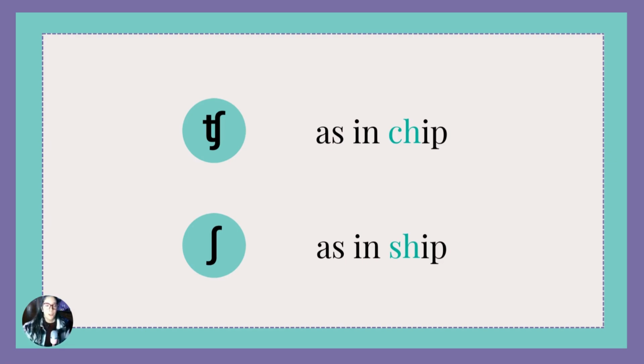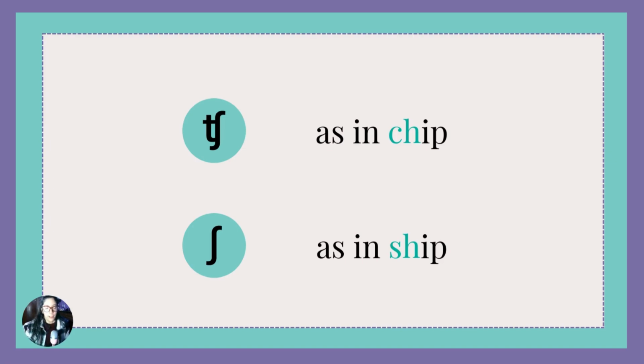So now we're going to talk about two confusing consonant sounds. The first one is the sound ch, as in chip. And the second one is sh, as in ship. These sounds are produced in a very similar way.